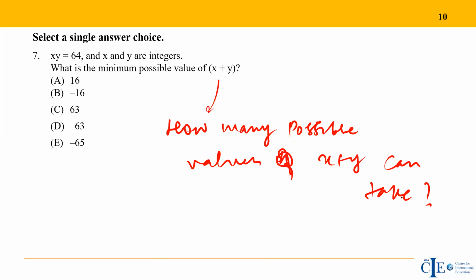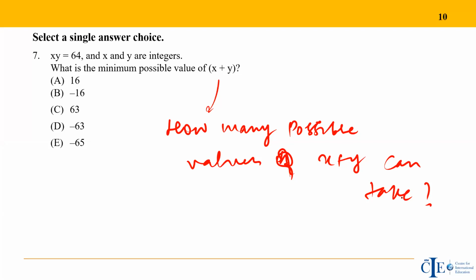xy equals 64, and x and y are integers. Then how many possible values can x plus y take? Now what will be your answer? See, now this becomes a little tricky, instead of checking for the maximization or the minimization.